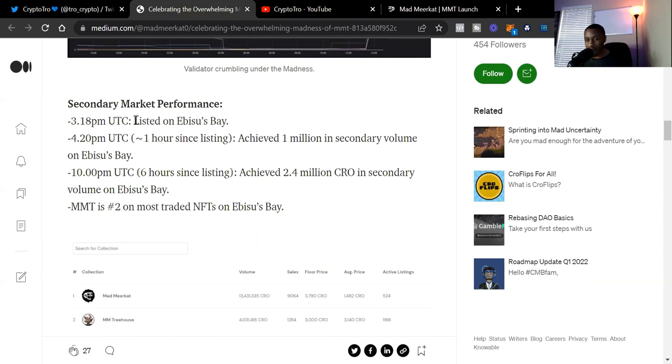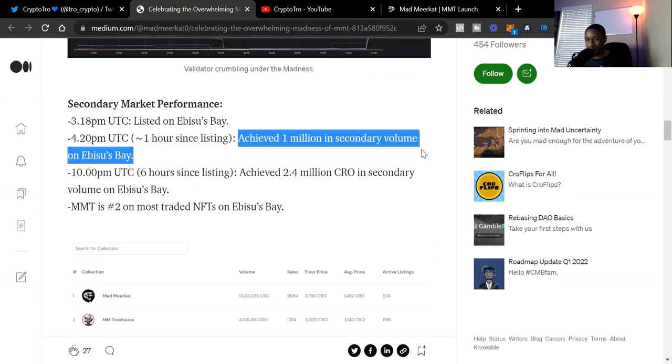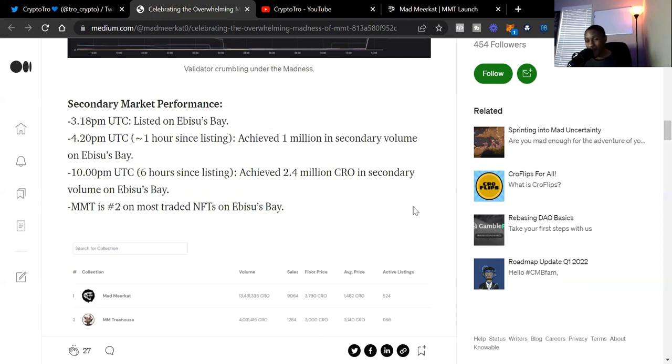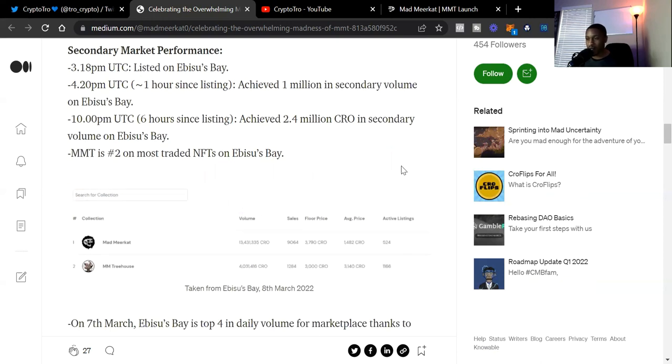Then we see the secondary market performance. It was listed on Ebisu's Bay, and 1 hour since the listing it achieved 1 million in secondary volume on Ebisu's Bay. So 1 million in secondary volume, man. Then 6 hours into the listing, we saw it achieve 2.4 million Crow in secondary volume on Ebisu's Bay. And now MMT is the number two most traded NFT on Ebisu's Bay, right after the Mad Meerkat, man. So this is very, very bullish.